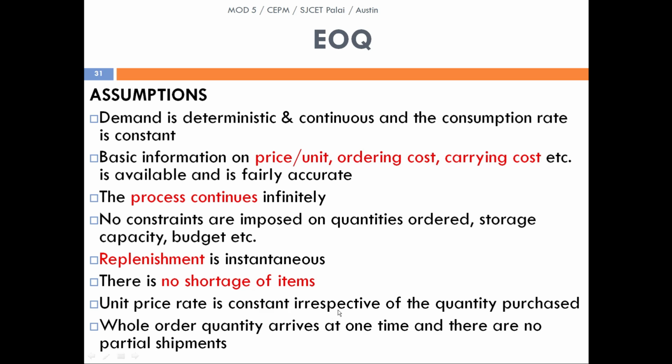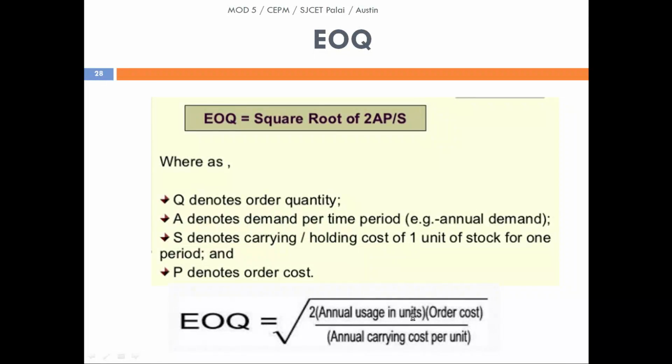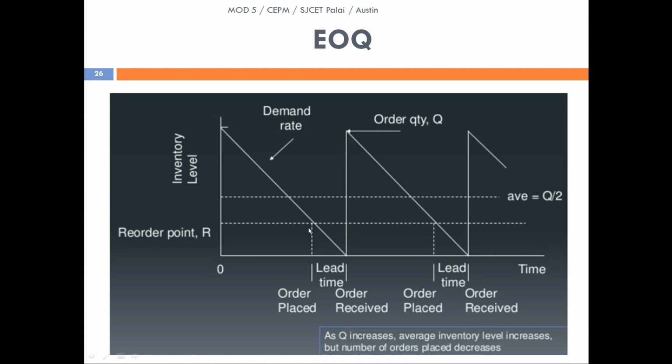So all of this is being explained here. Unit price rate is constant irrespective of the quantity purchased. The whole order arrives at one time, and there are no partial shipments. We could see here also that there is no partial shipment. The entire order arrives when the order is received, and the inventory level is back to normal at the initial stage. So these are the assumptions of EOQ, which is one of the major, important inventory control measures.